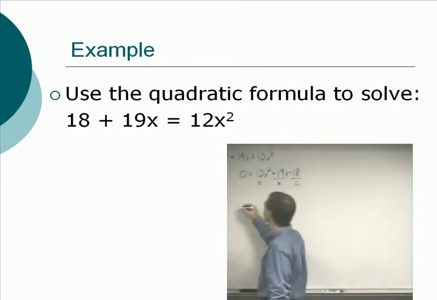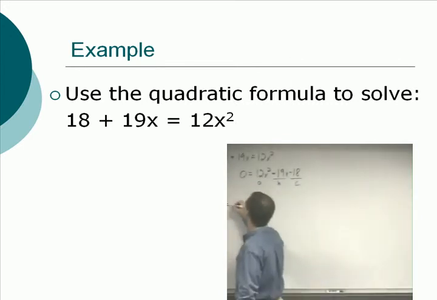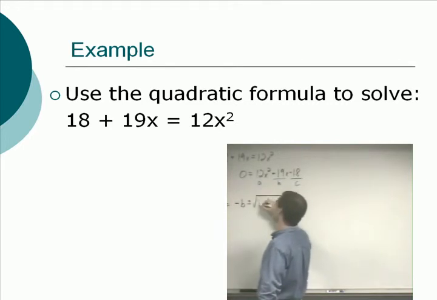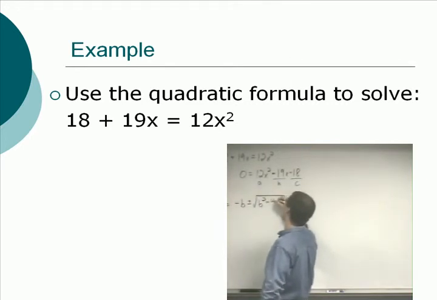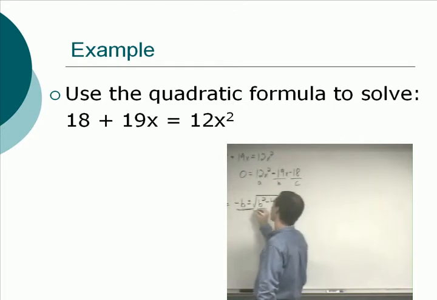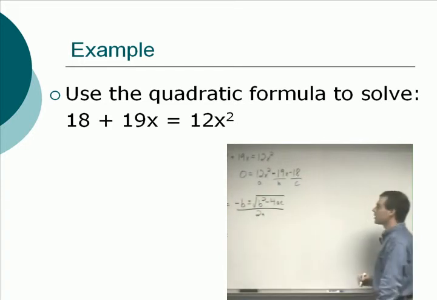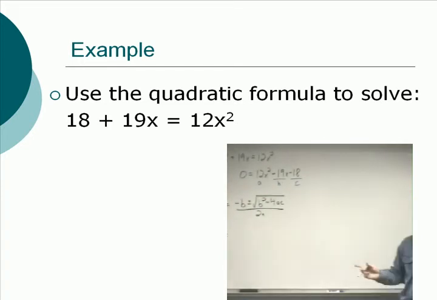X equals negative b plus or minus the square root of b squared minus 4ac over 2a. So in our case, x will equal negative b. Now, the quadratic formula will always tell you what the solution is without a whole lot of figuring like you have to when you factor. It's just number crunching, but you got to be careful with the signs.